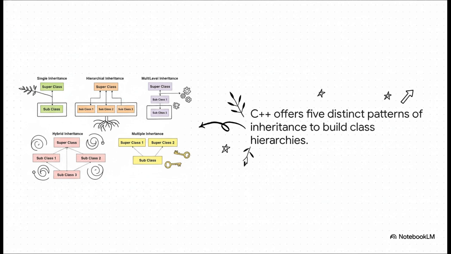Multiple inheritance is when one class has 2 totally different parents, which is awesome for combining different sets of skills. Hierarchical is the opposite. One parent has lots of children, great for organizing things into categories. And finally, hybrid. Well, that's just a mix and match of any of the others for when things get really complex. Each one is a different tool for a different job.